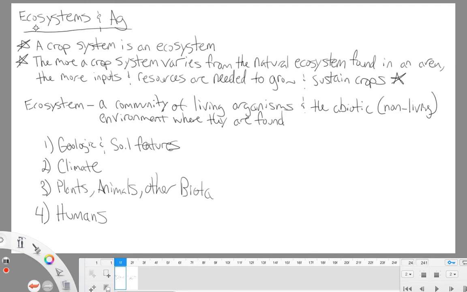And from there, we went on to actually talk about what an ecosystem is, right? Remember, it is a community of living organisms and the abiotic or non-living environment where they're found. And we said that ecosystems have four main components: geologic and soil features.